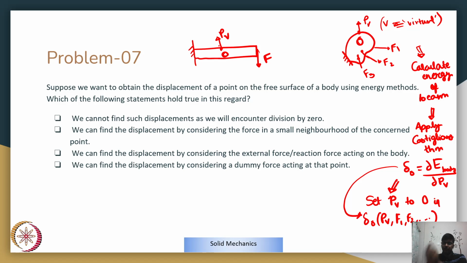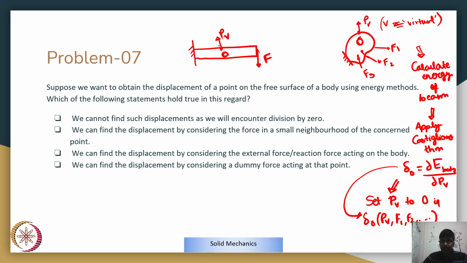Now that we have obtained delta O from Castigliano's theorem, since there is no PV actually acting, and the point O is a point on the free surface of the body, we set PV equal to 0 in this delta O equation, and you essentially obtain the displacement for the free surface point O. So this is the way to go about it.